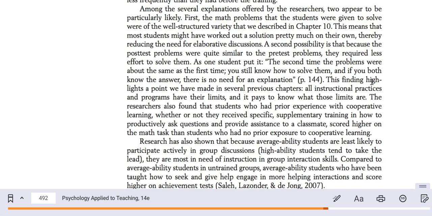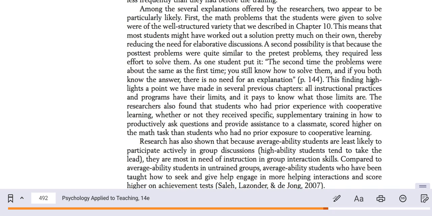A second possibility is that because the post-test problems were quite similar to the pre-test problems, they required less effort to solve them. As one student put it, the second time the problems were about the same as the first time, you still know how to solve them, and if you both know the answer, there is no need for an explanation. This finding highlights a point we have made in several previous chapters. All instructional practices and programs have their limits, and it pays to know what those limits are.